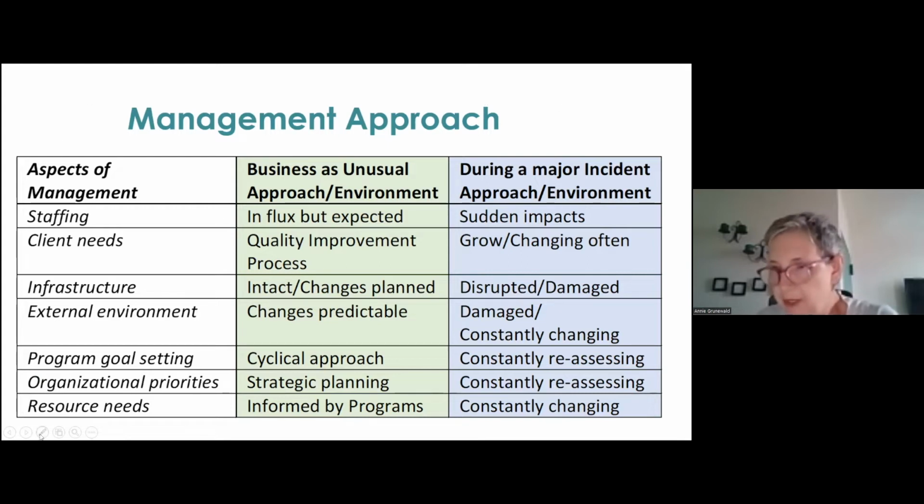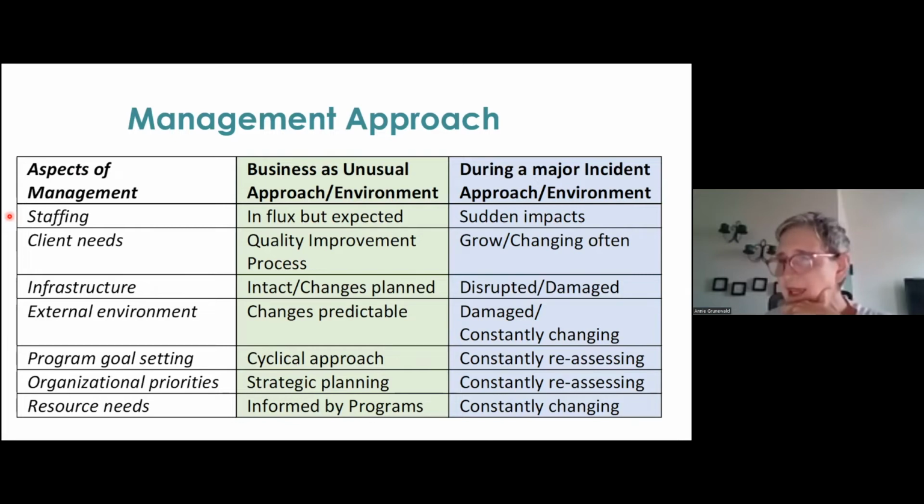I'm trying to get my pointer going here. Okay, there we go. Business as usual. So how you approach on an everyday basis. And in the blue is how that approach and environment changes. So if you can see, we'll just go through a few of these.